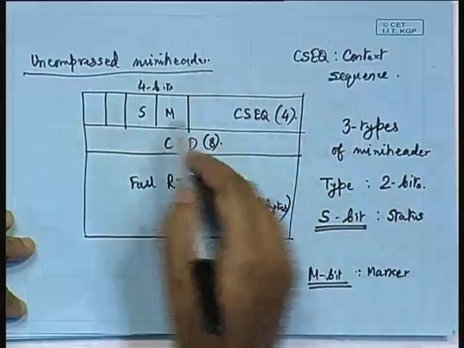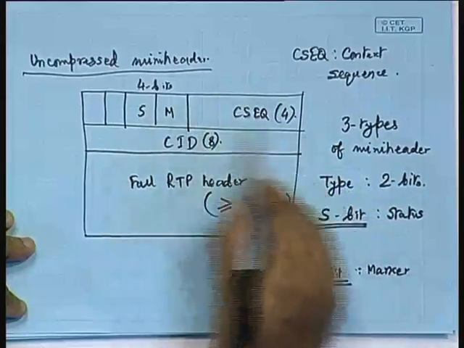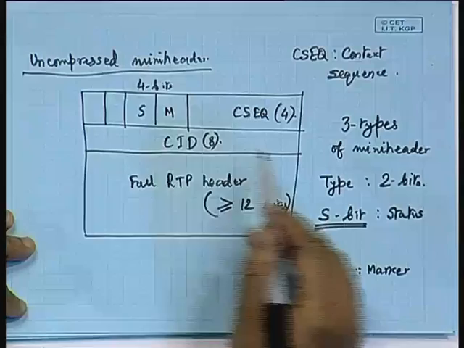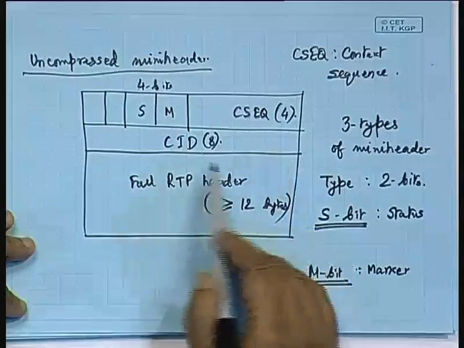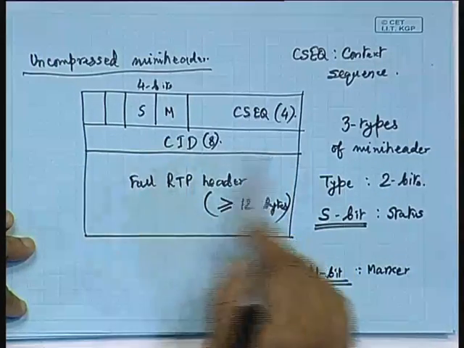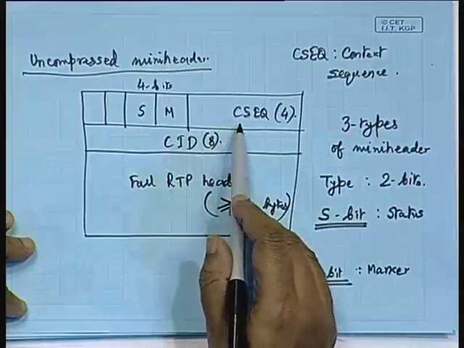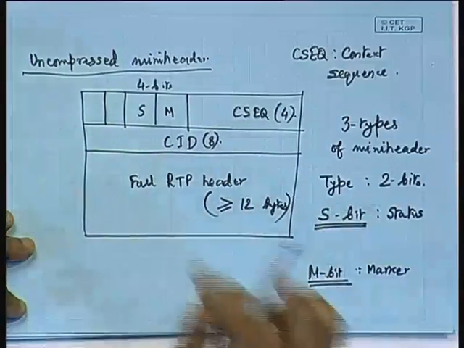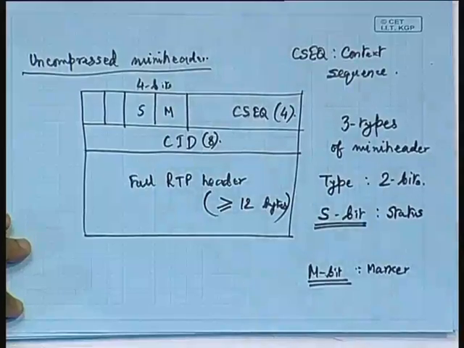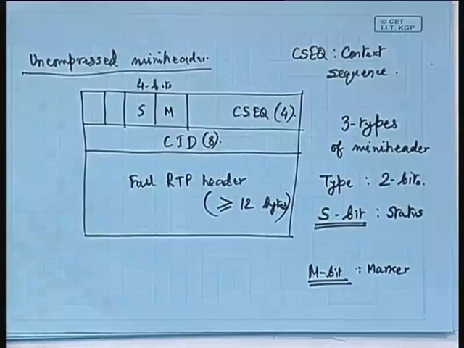So, this will form a 4 bit field, and then we will be having a 4 bit sequence number and an 8 bit CID, which is the context ID, and this is the context sequence number, and in the uncompressed mini header the full RTP header will go. As you understand, initially we have to send the full RTP header, because then the demultiplexer will not be having any information about the fields which the multiplexer is using.